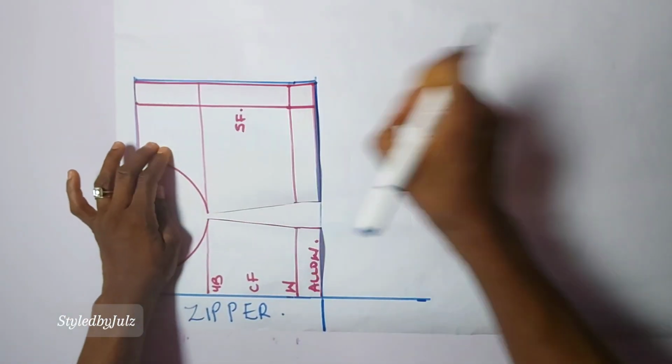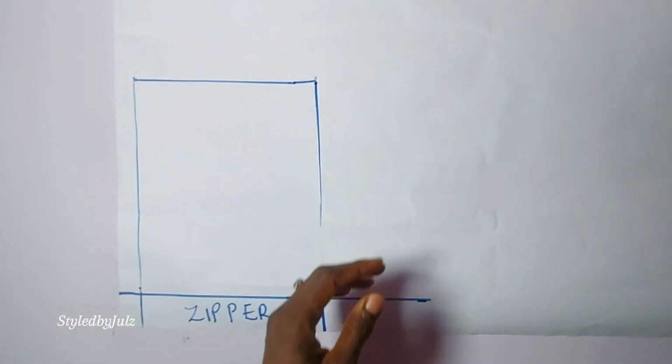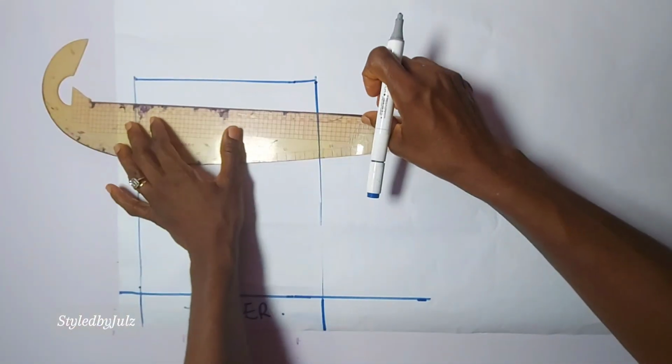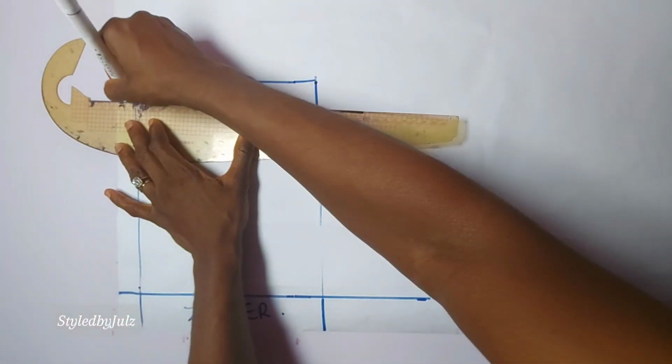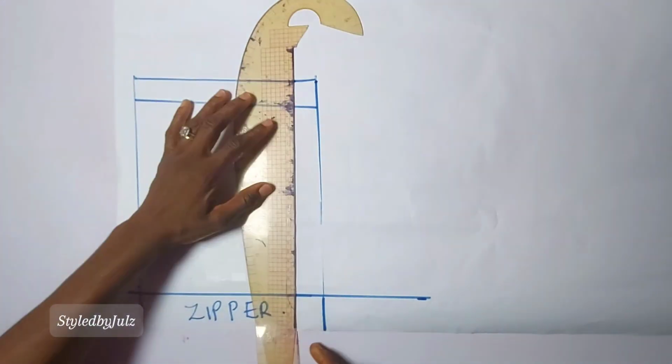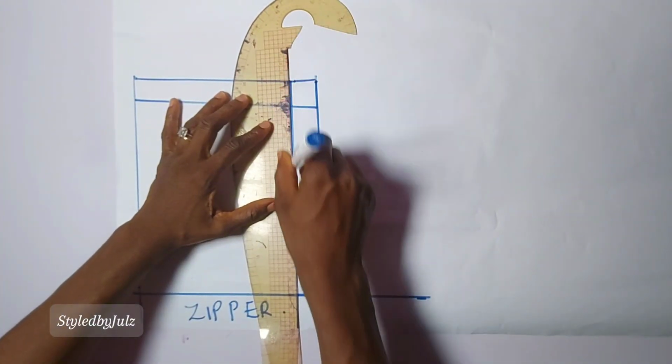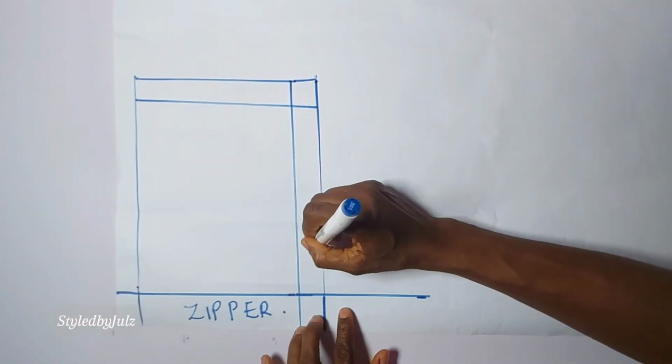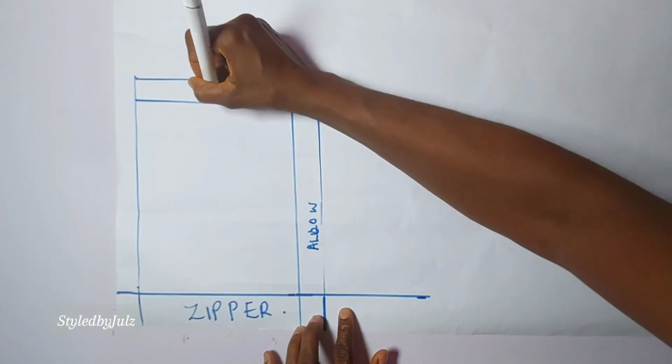And yes, this is my zipper allowance. I can take this out right now. And then I will just indicate the 1 inch allowance that I left to the side and the 1 inch allowance to the bottom.